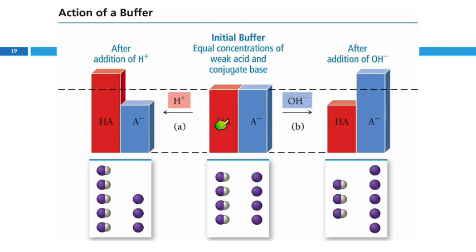So here we have an illustration of the initial buffer solution, equal concentrations of the acid and the conjugate base. If we add acid to this, it's going to react with the conjugate base. The base concentration goes down, the acid concentration goes up. If we add hydroxide, that's going to react with the acid of the buffer. That concentration will go down, and this concentration will go up.